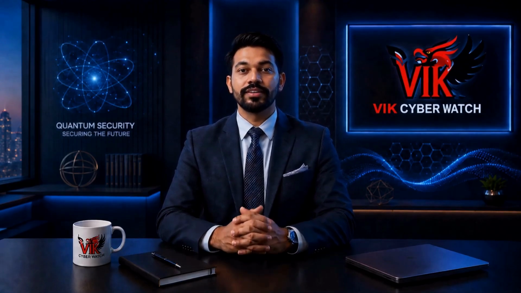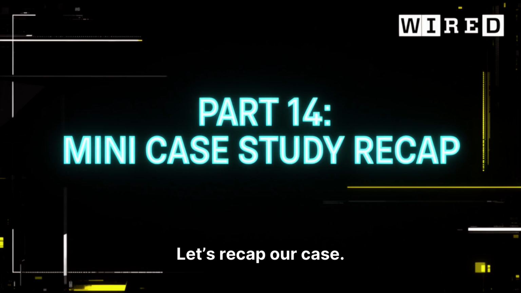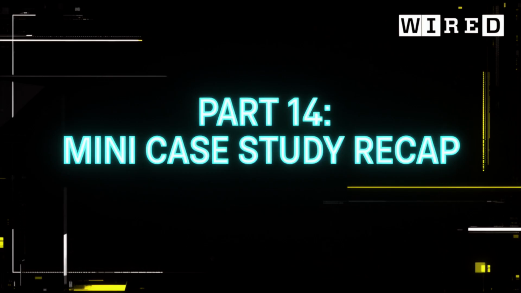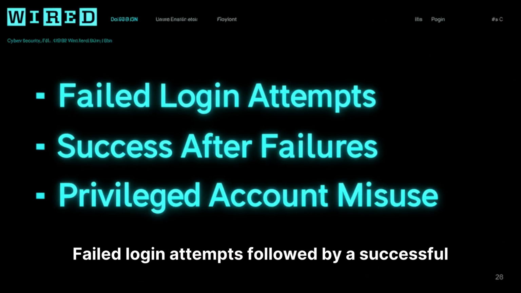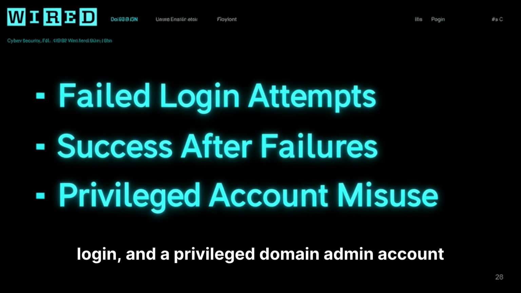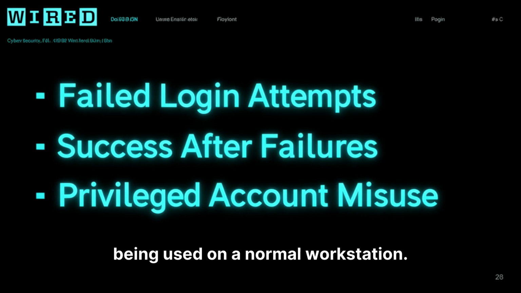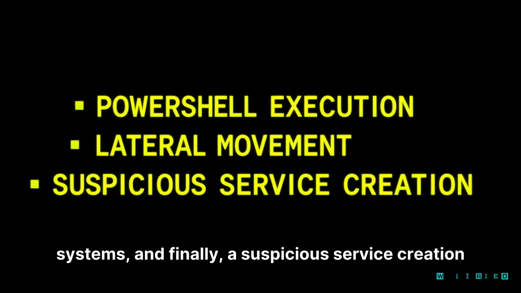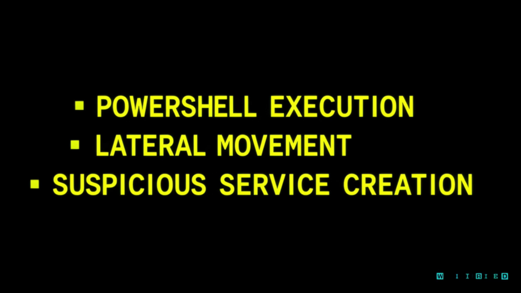Don't wait for alerts. Start hunting. Let's recap our case. The SIEM did not show a critical alert, but the threat hunter found a series of suspicious events. Failed login attempts, followed by a successful login, and a privileged domain admin account being used on a normal workstation. Encoded PowerShell execution, lateral movement across internal systems, and finally, a suspicious service creation event.